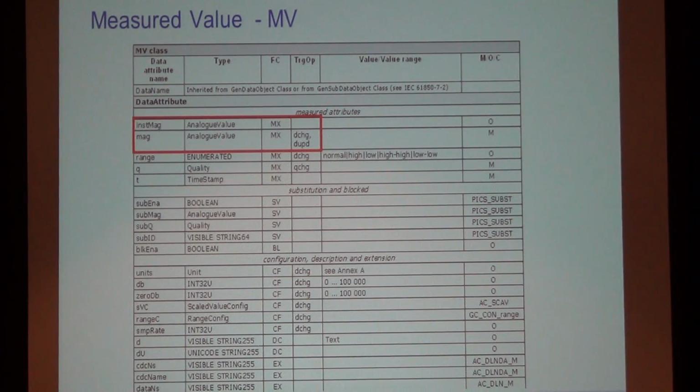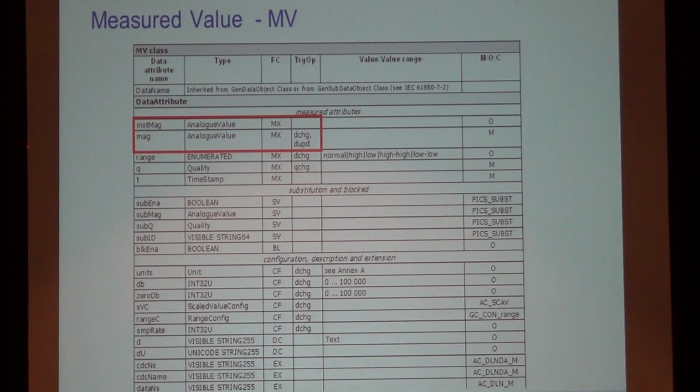Here's a common data class definition of a measured value. You'll see an interesting thing here: you have two values, an instantaneous magnitude and a magnitude. One has a trigger option of data change, where this one doesn't. What this is telling you is that a magnitude value can trigger a report on data change, whereas if you put an instantaneous magnitude into a data set and it changes, it will not trigger a report. So by very carefully selecting the data that goes into data sets for reporting, you can have very good control over how devices report data.